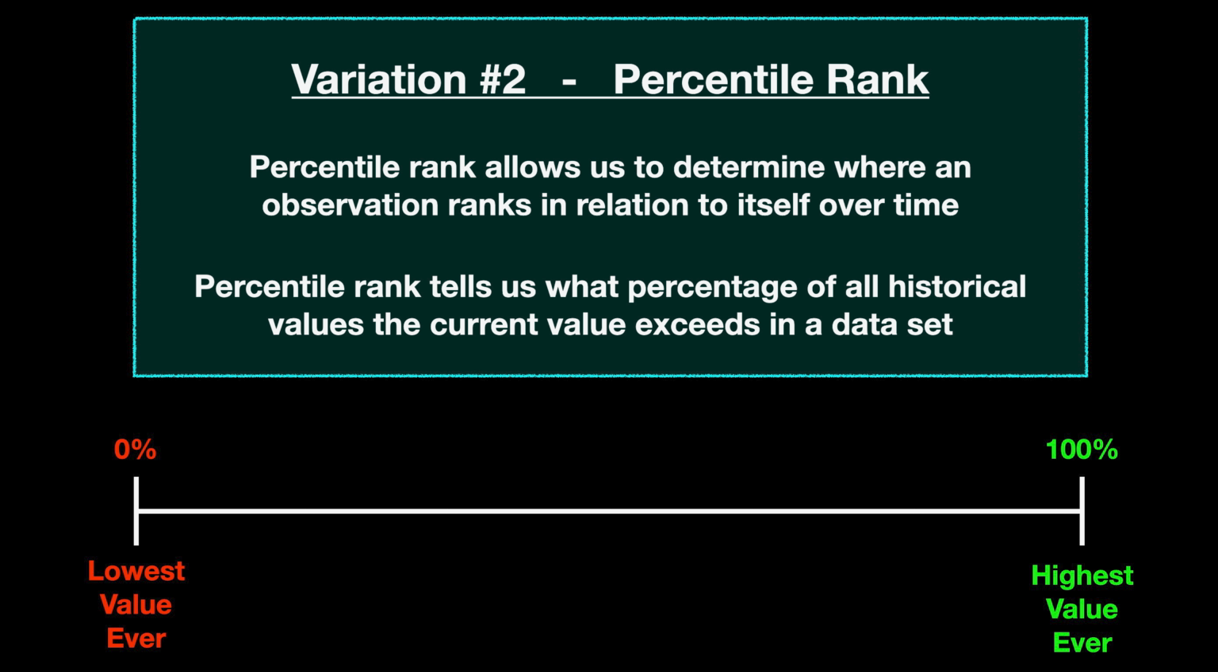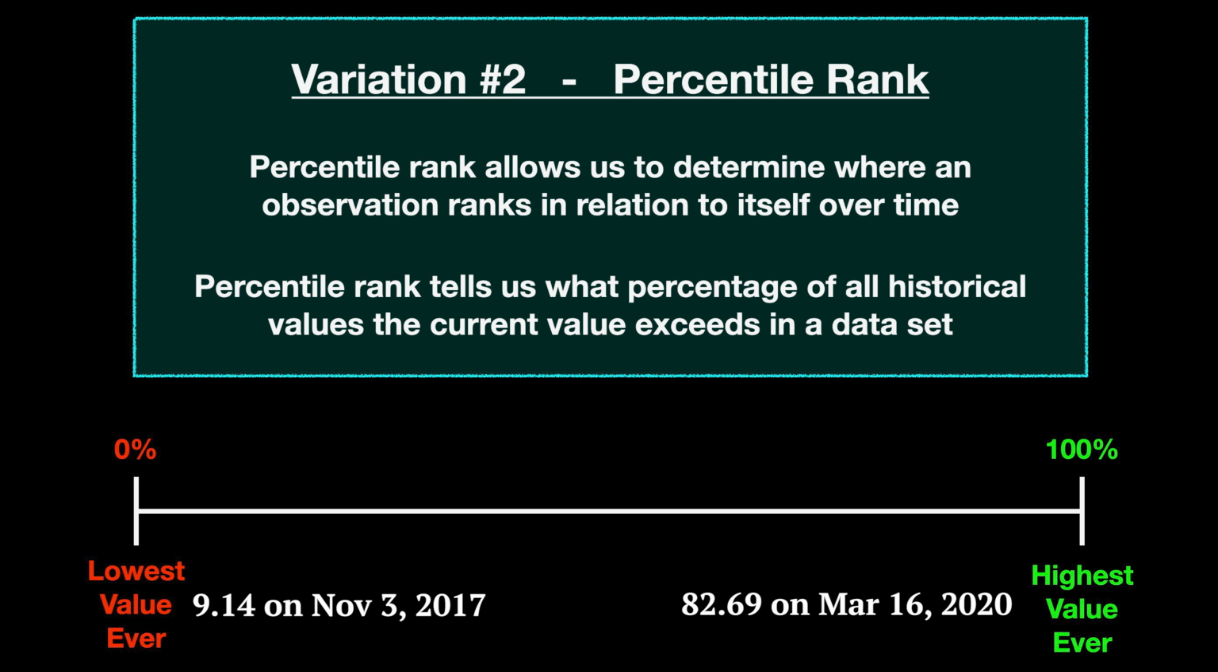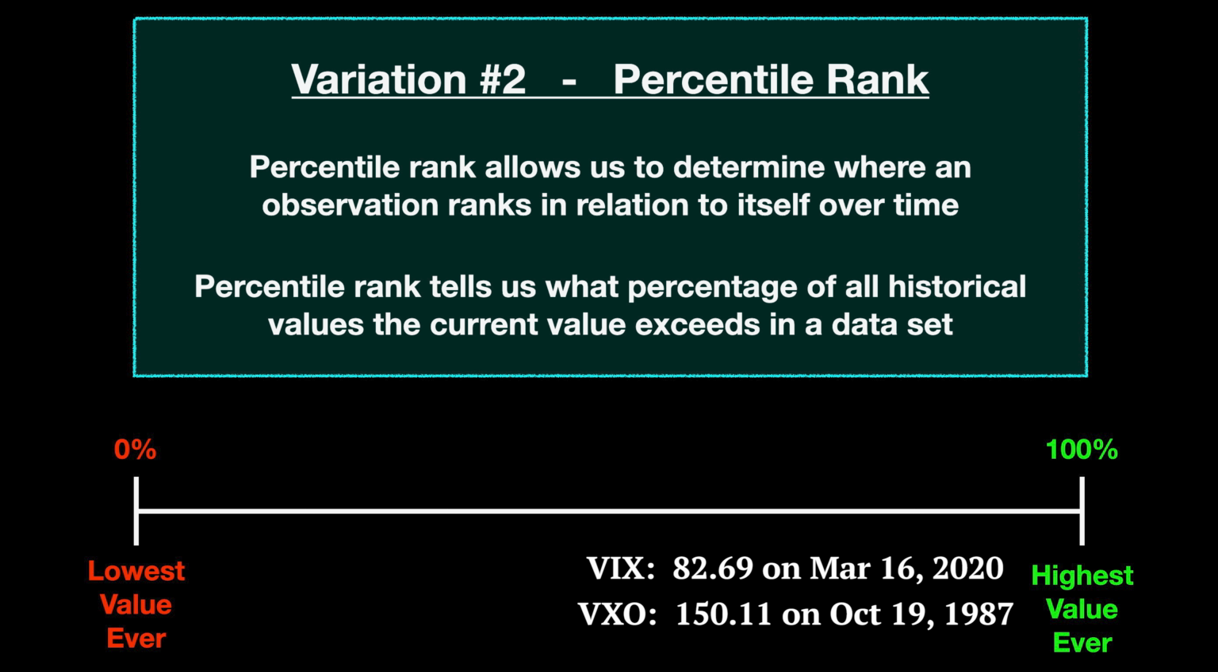A data point with a 0 percentile rank would mean that it's the lowest value in the history of that dataset. So the VIX index closing at 9.14 on November 3rd, 2017 was the lowest in history. So that one would have a percentile rank of 0. A data point with a 100 percentile ranking would mean it's the highest value in history of that dataset. And for that one, the highest VIX index reading was a closing value of 82.69 on March 16, 2020 during the pandemic. However, if we use the old VXO calculation with the S&P 100, the VXO closed at 150.11 on Black Monday, October 19, 1987. That would be our value with a percent rank of 100.